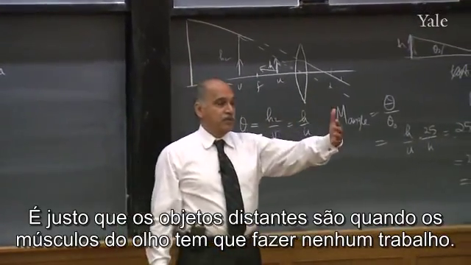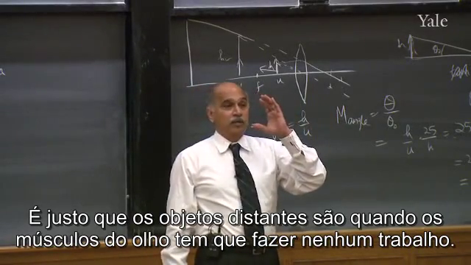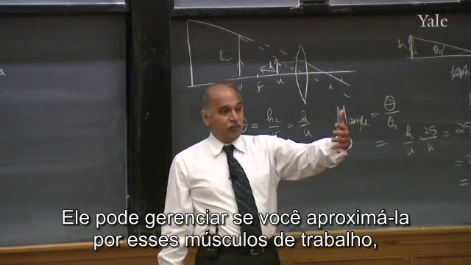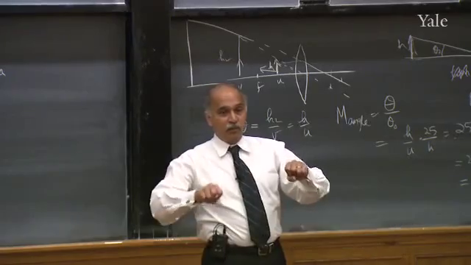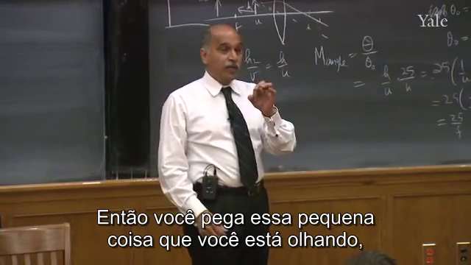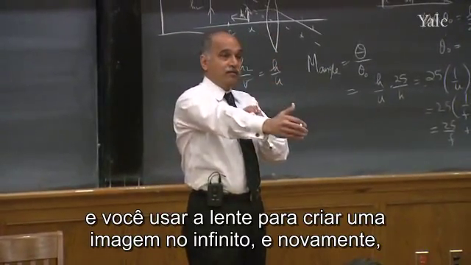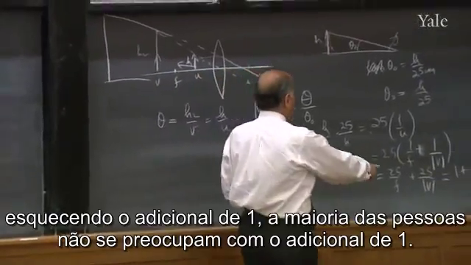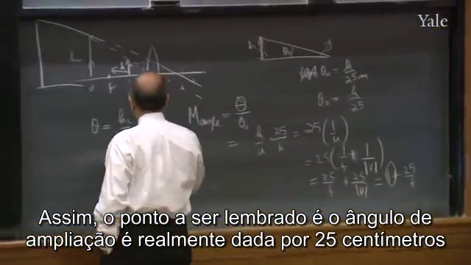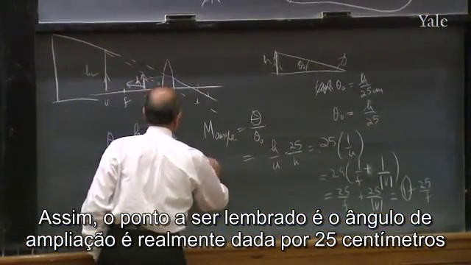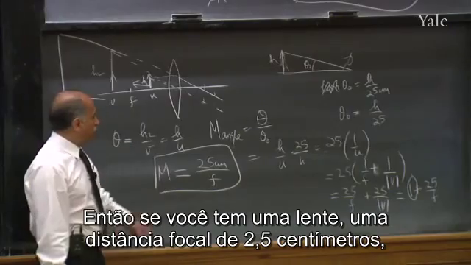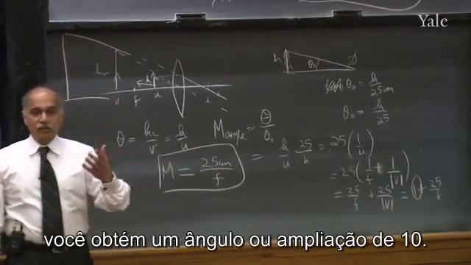It is just that with distant objects the eye muscles have to do no work. In other words, the human eye is designed to focus on an object at infinity. It can manage if you bring it closer by those muscles working, but if you don't want the muscles to be tired, you want to have the image at infinity. So you take this little thing you're looking at, and you use the lens to create an image at infinity. And the gain, forgetting the extra 1, most people don't bother with the extra 1. So the point to remember is the angular magnification is really given by 25 centimeters divided by the focal length of your lens. So if you have a lens of focal length 2.5 centimeters, you get an angular magnification of 10.